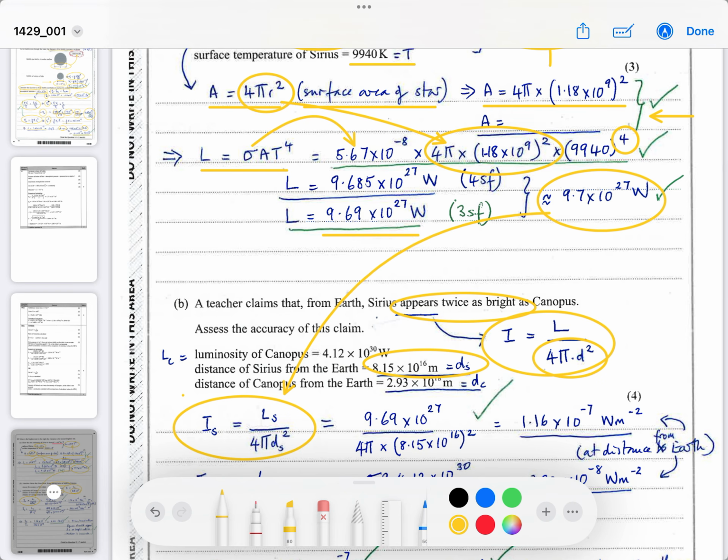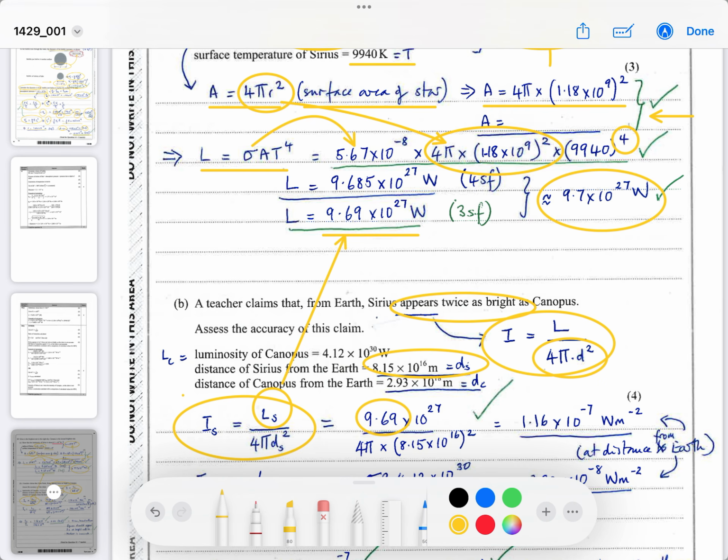Okay, so you put the intensity 9.7 times 10 to the 27, but instead of using 9.7, let me just correct myself. We should really use the accurate value to 3 significant figures at least. So you should really use this value, not the 2 significant figures value. So that's what I did. I used 9.69 for the luminosity, and the distance was given.